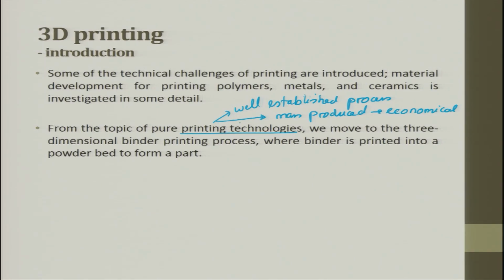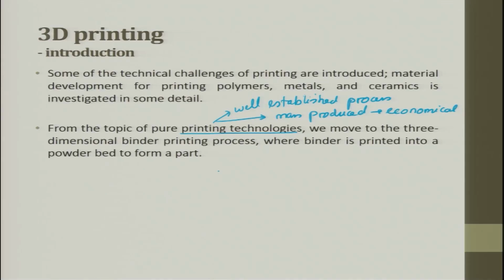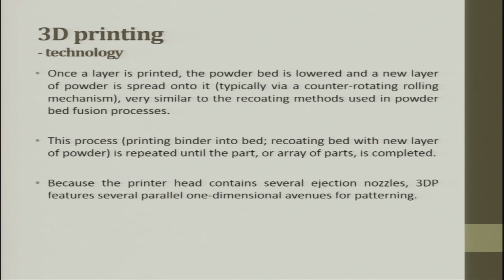And here, when I say technology, it's not the machinery alone; the raw material, the quality check, and the consistency in the product, all these things have got enhanced. So that is why printing technology is now adapted in additive manufacturing or rapid manufacturing. Once the layer is printed, the powder bed is lowered.